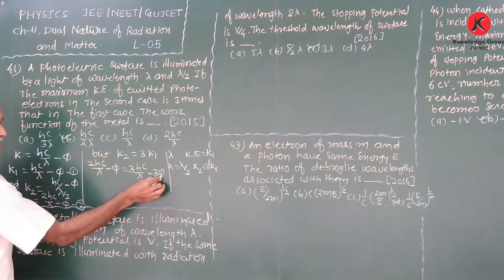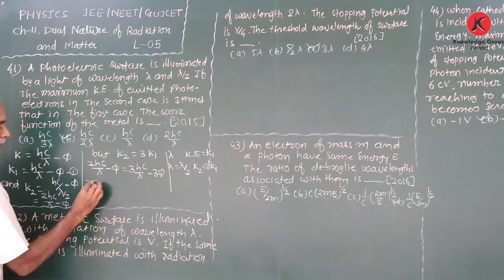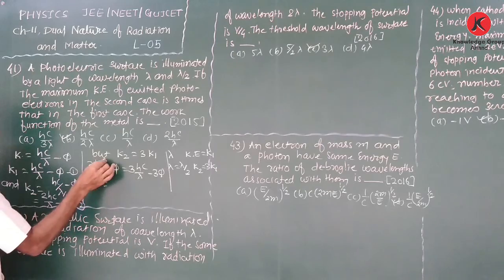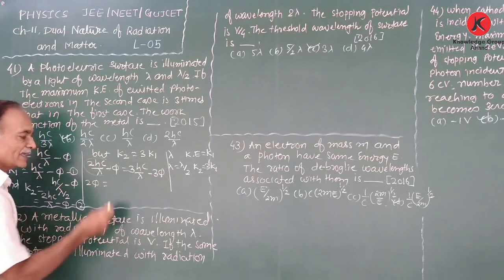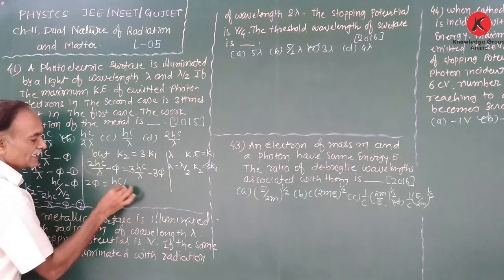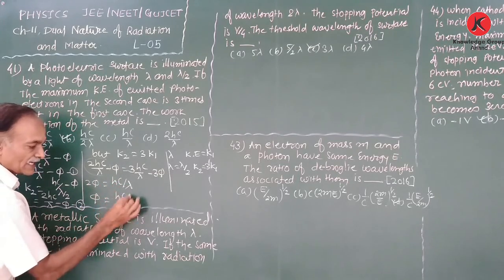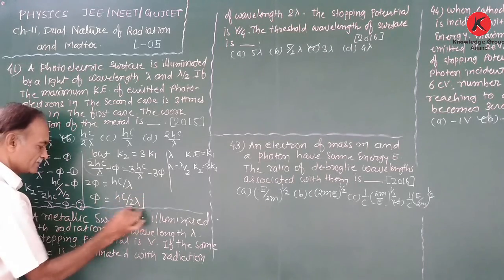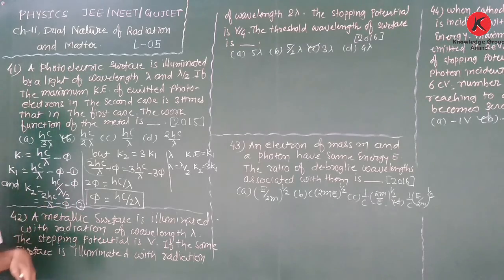Therefore, taking the minus 3 phi to the left side, here 2 phi is equal to 2hc upon lambda minus 3hc upon lambda, taken to the right, which becomes hc upon lambda. Therefore, the work function is hc upon 2 lambda. So that is the answer.